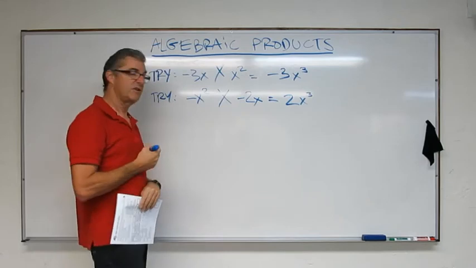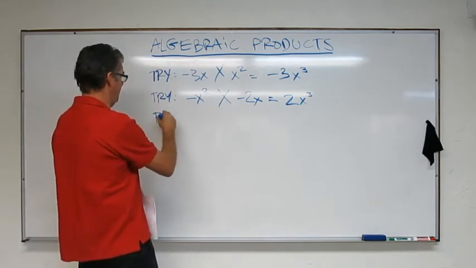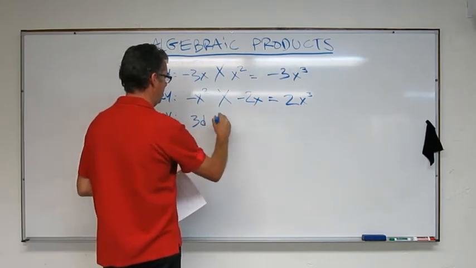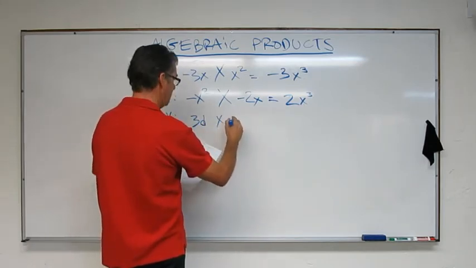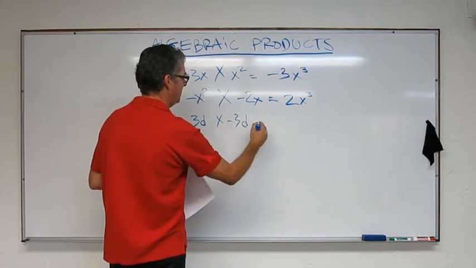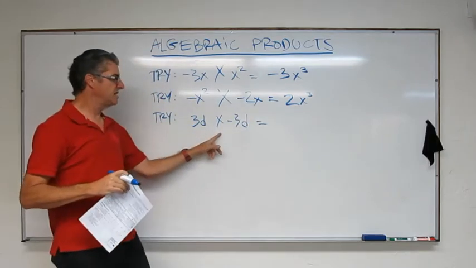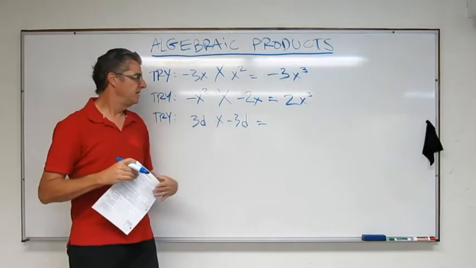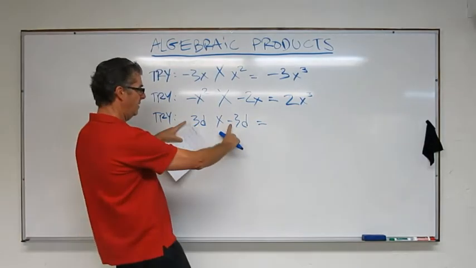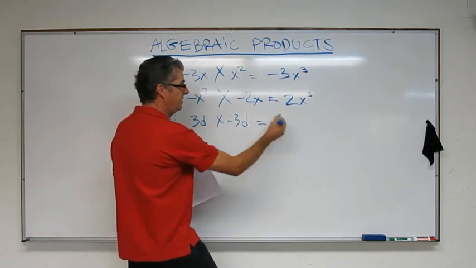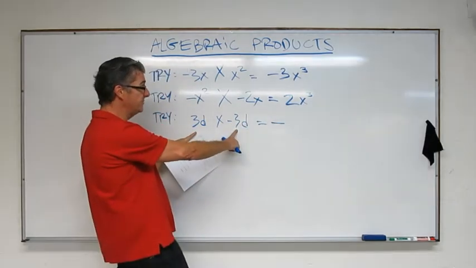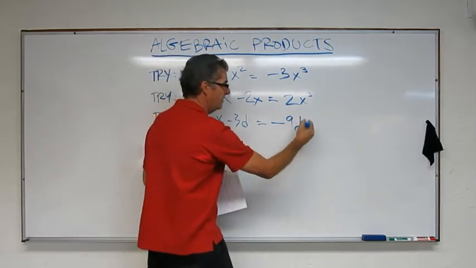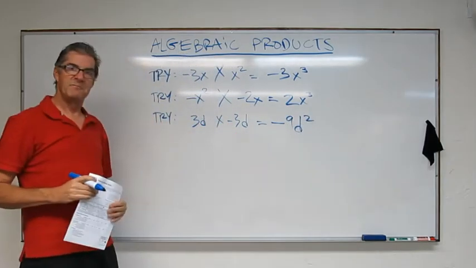Okay, let's try another one. Okay, this is 3d times negative 3d. Pause the video, give it a shot. Okay, let's see what we got. Positive times a negative is negative. Number times a number, 3 times 3 is 9. And d times d is d squared.